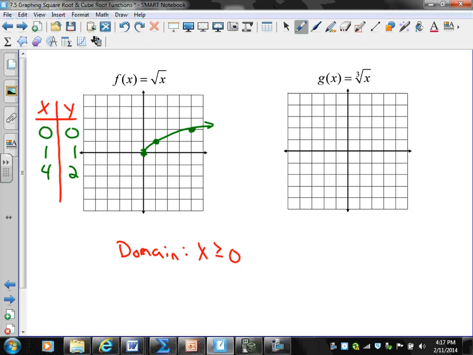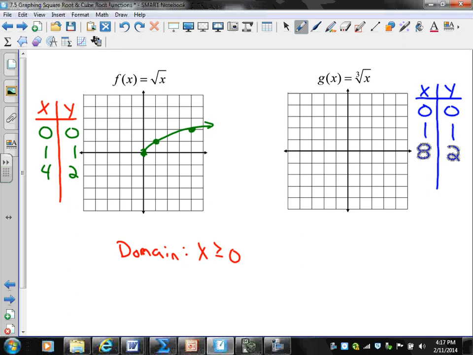Okay, cube root function. So again, I'm going to make a quick table here. I'm going to take some values that I know the cube roots of. Well, I know the cube root of 0 is 0. The cube root of 1 is 1. The next cube root I know is 8, and the cube root of that is 2. That's going to be off my graph, but at least it'll give us an idea of where it is approximately.